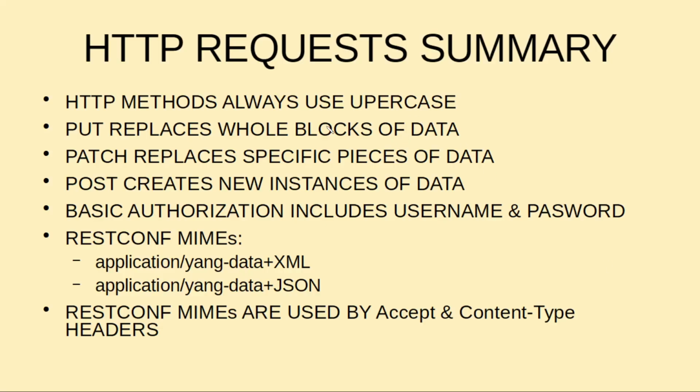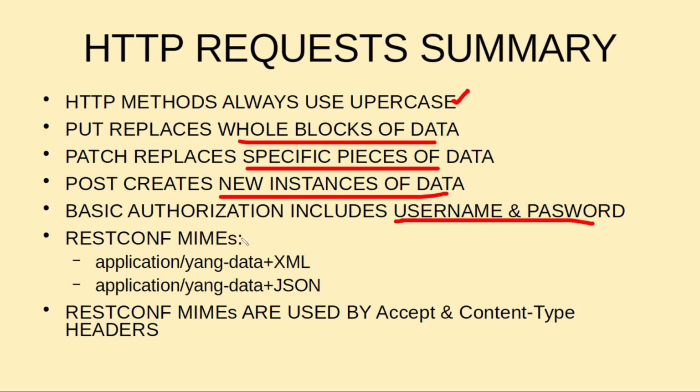Some things to remember about HTTP requests. HTTP methods always use uppercase, PUT replaces whole blocks of data, PATCH replaces specific pieces of data, POST creates new instances of data, the basic authorization header includes the username and password. We are going to work with these MIME types and subtypes when working with XML or when working with JSON. These are going to be used when working with the accept and content type headers.